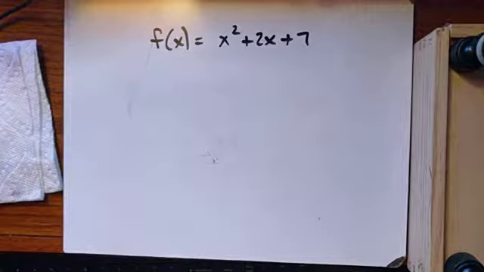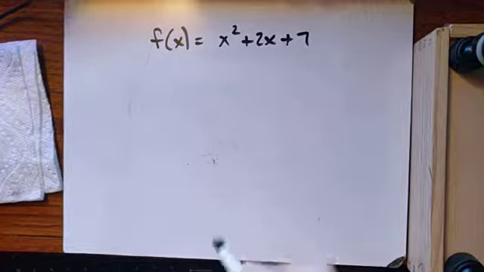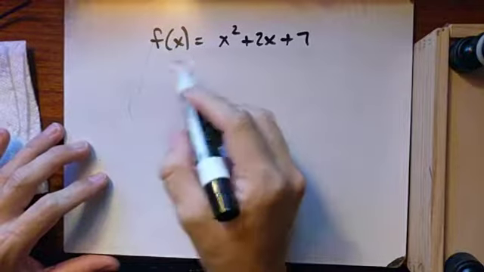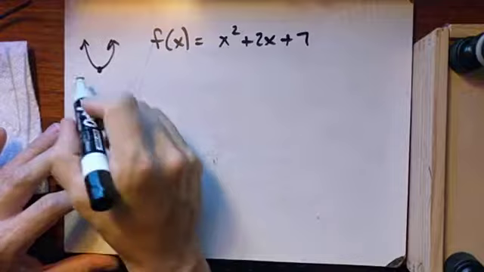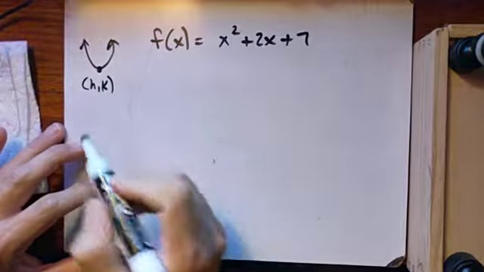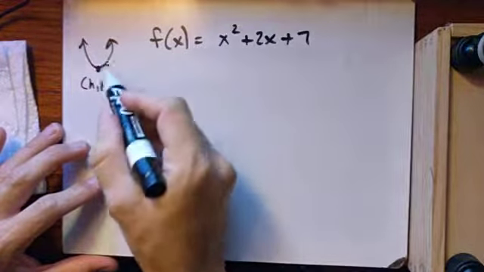Well, what we're going to try and find out is where the vertex is, where this minimum point is. And why is the vertex a minimum? Because this thing is pointing up, right? So that point down there is (h, k). And we know it's pointing up because a is positive.